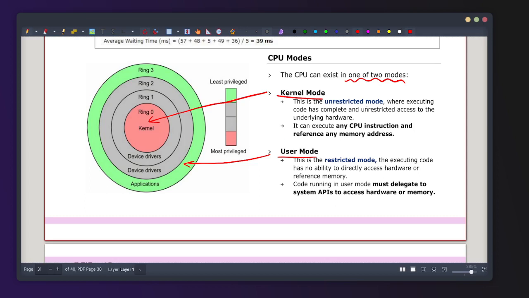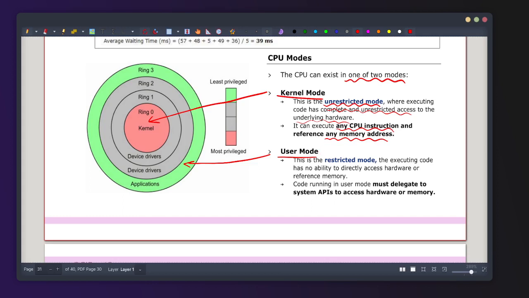So kernel mode is the unrestricted mode of any CPU where executing code has complete and unrestricted access to the underlying hardware. So basically this is the layer in which the operating system and the respective device management, memory management, processors run. It can execute any CPU instruction and reference any memory address. That's how powerful it is. So stuff like the operating system can access any memory address and can execute any CPU instruction.